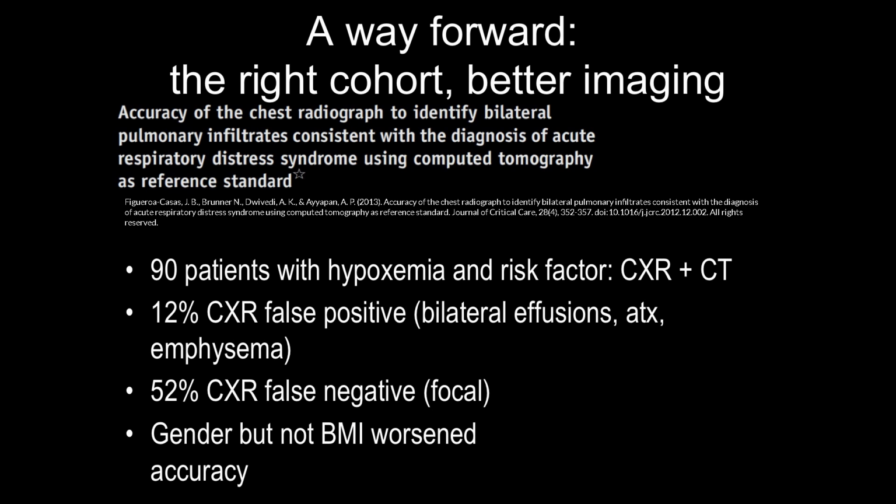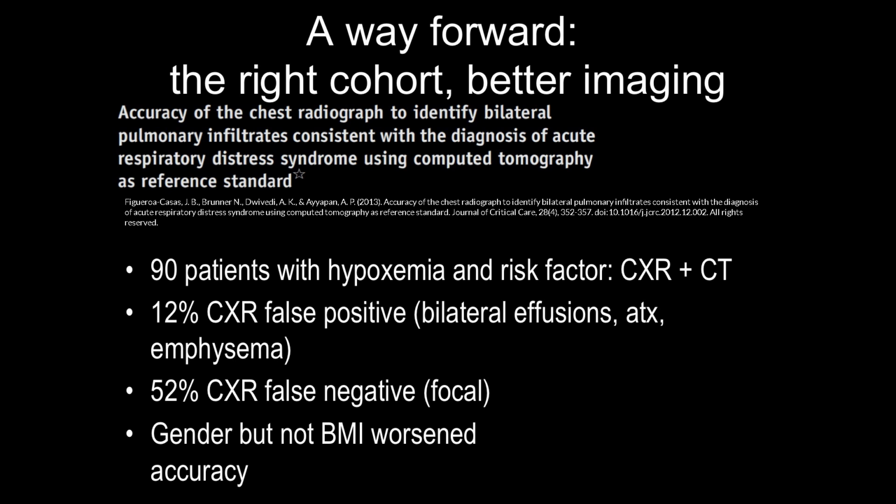I want to mention this paper, which came out relatively recently from Figueroa Casas. I think this paper is important and interesting for two reasons. It's important because of its findings, of course. What they did is they took a group of patients who were intubated and hypoxic and at risk for ARDS because they had identified sepsis or trauma. And they then subjected these patients to a set of evaluations. In this study, they were pretty simplistic, right? They looked at CT scans and x-rays.